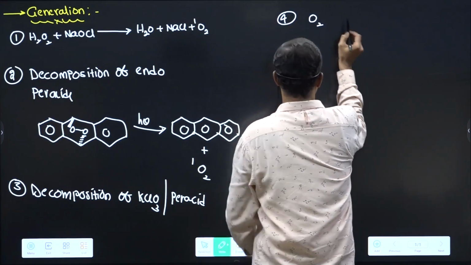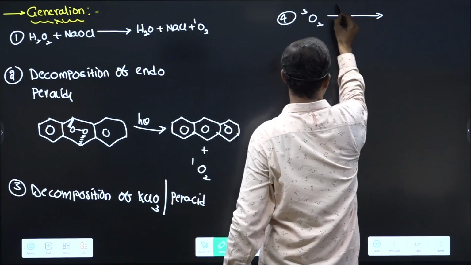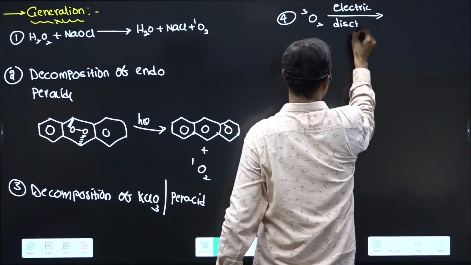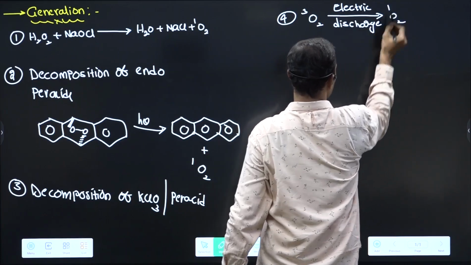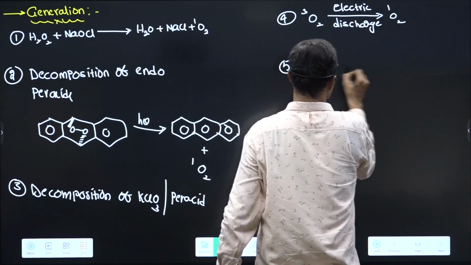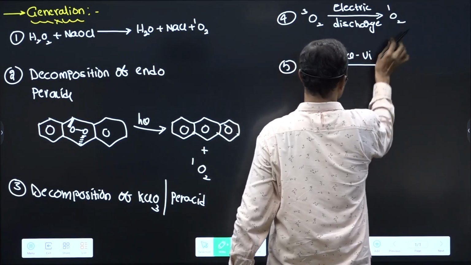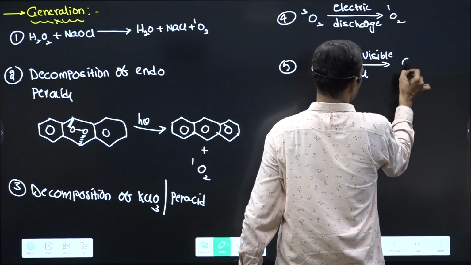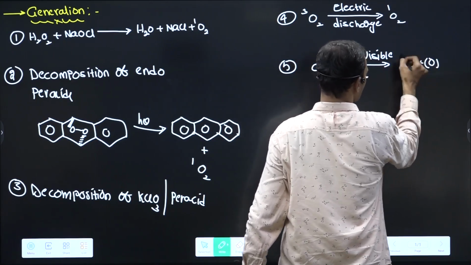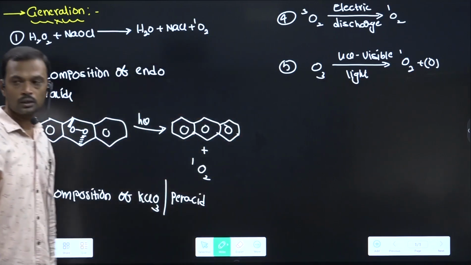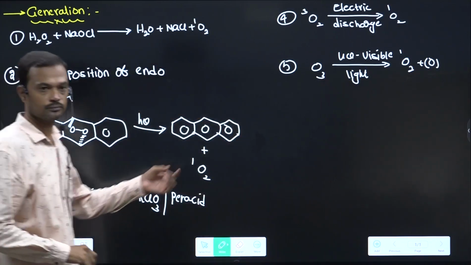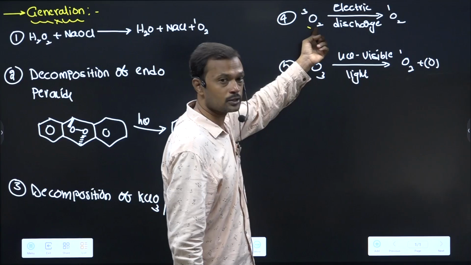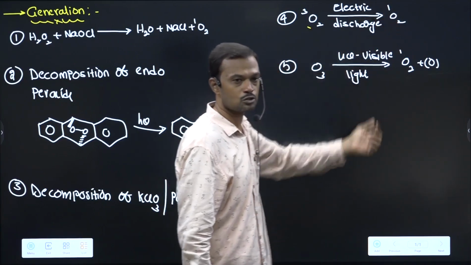So take any molecular triplet oxygen. It is a direct method: electric discharge. Electric discharge will give singlet. Then one more, take ozone. Ozone, once it is exposed to UV visible light, will give O2 and nascent oxygen 1. On exposing ozone to UV visible light, you will get singlet oxygen. This is normal oxygen. Triplet oxygen can be converted to singlet directly by using the electric discharge method.